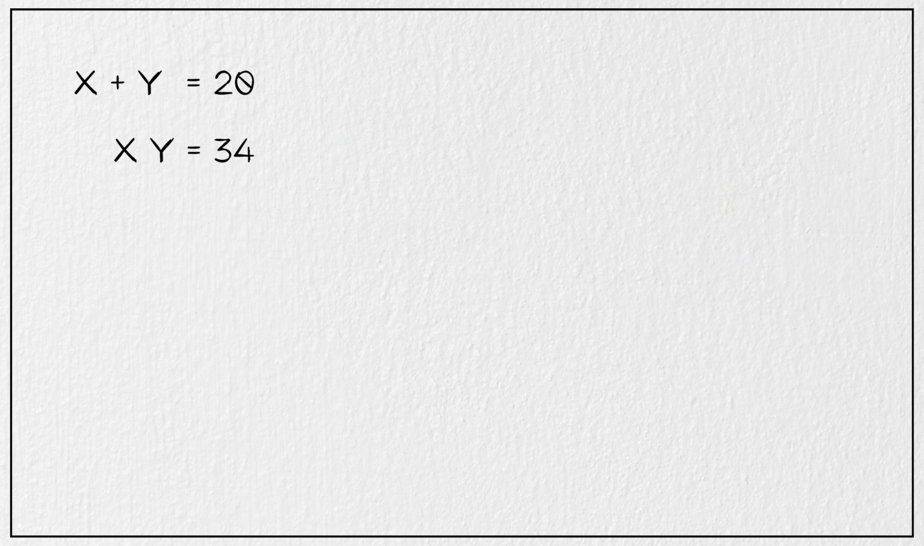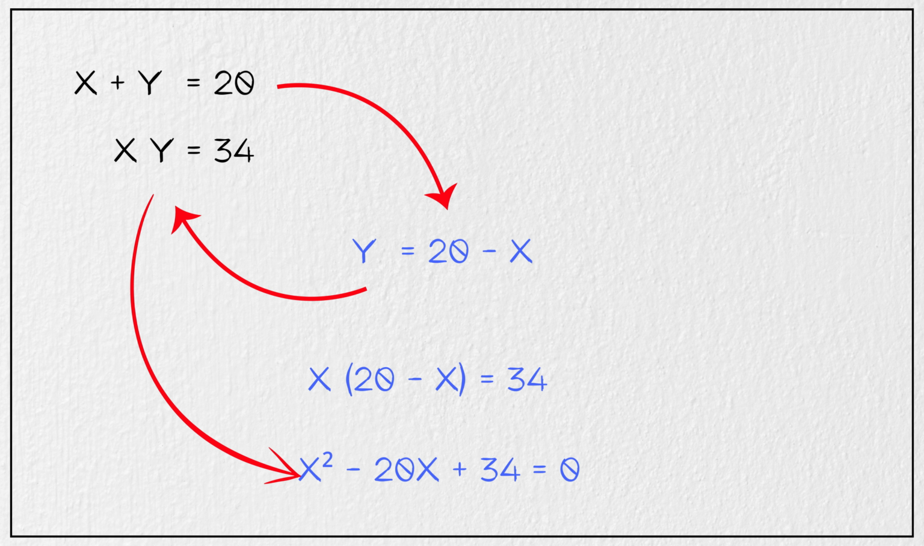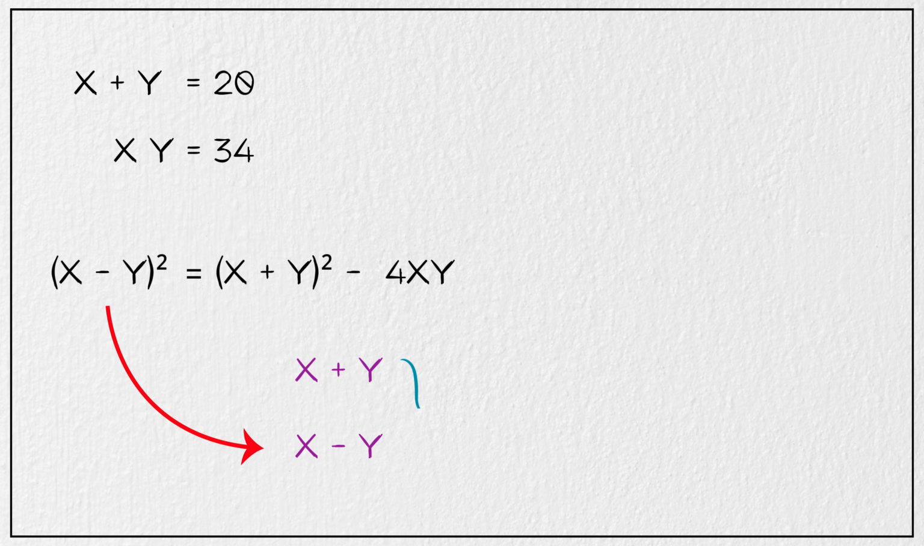For example, we could express y as 20 minus x, and substitute y into the product to form a quadratic equation, and then solve it. Or we could use the identity (x minus y) squared equals (x plus y) squared minus 4 times xy. Then we could find x and y by solving a simple system of linear equations.